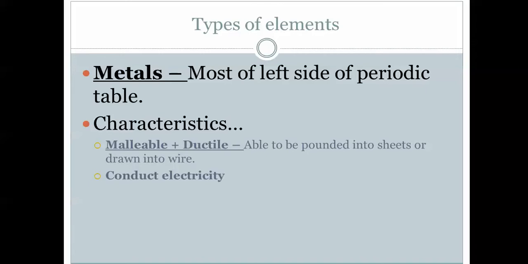Metals also conduct electricity. We're going to be talking about that and why that's the case, but that's a pretty familiar property of metals. Another thing is that metals form positive ions, cations. Cation is a term that means positive ion. Now, how are you going to remember that?